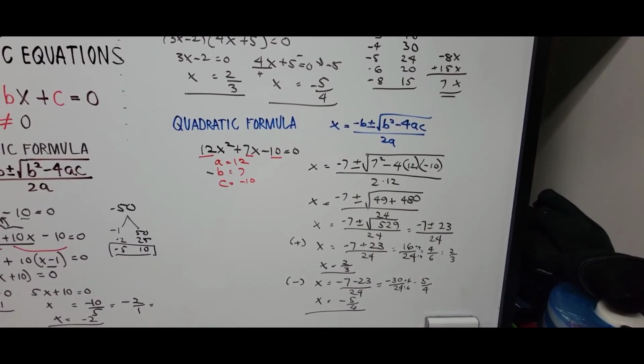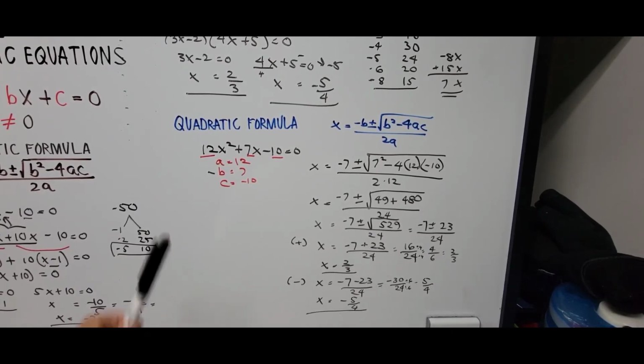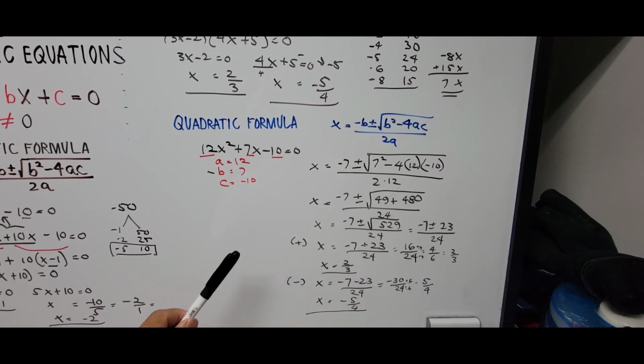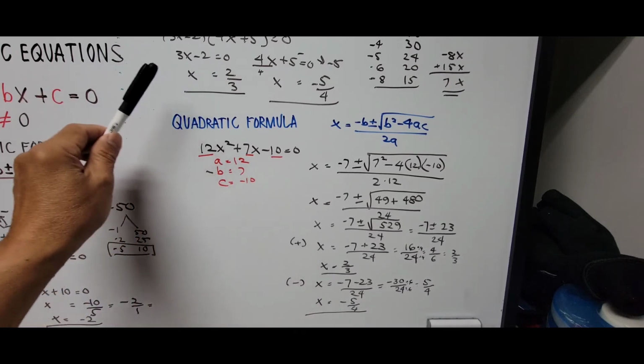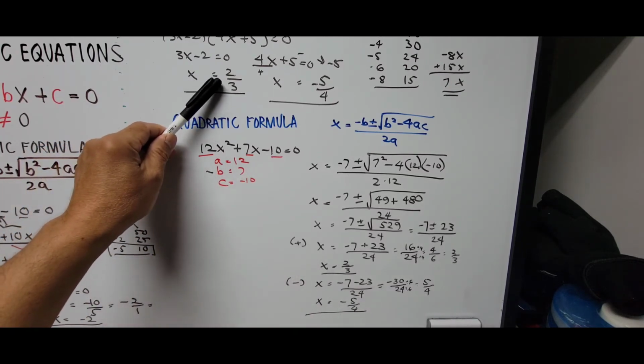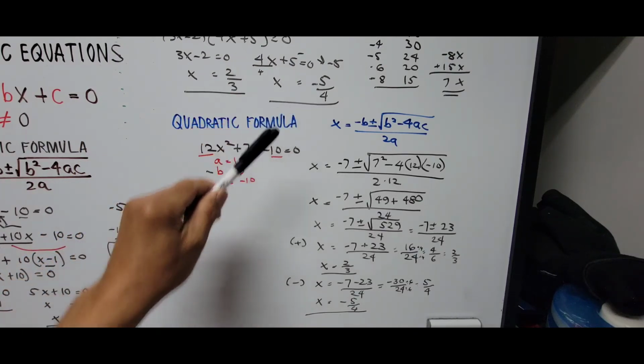Now, if we compare the answers that we got from using the quadratic formula versus the factoring method, we have the same answer, x equals 2/3 and x equals -5 over 4. Take a look over that. That x is 2/3, and the other one, x is -5 over 4.